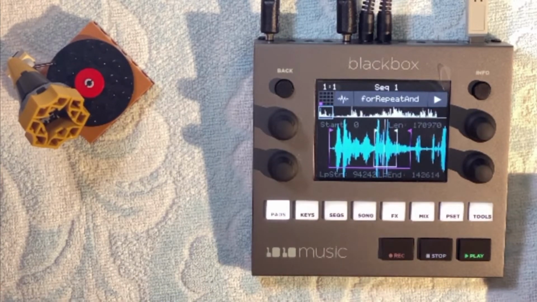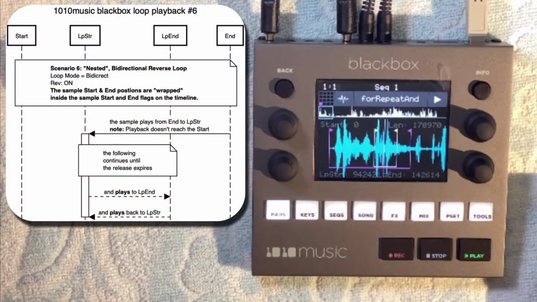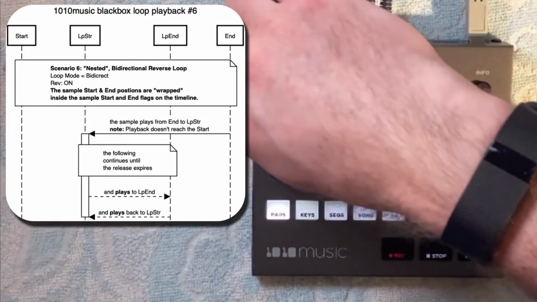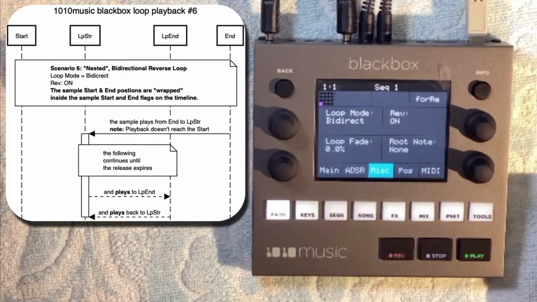And again, I'm going to throw up these sketches that I made. They kind of explain this. So that was scenario 5. Scenario 6 is, again, a nested loop, but this time we're going to flip over to bidirectional. So the loop mode is set to bidirectional, reverse is on.